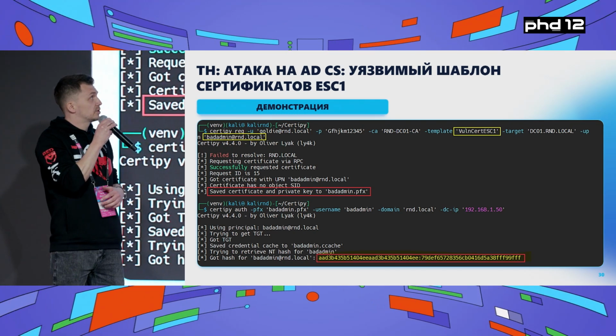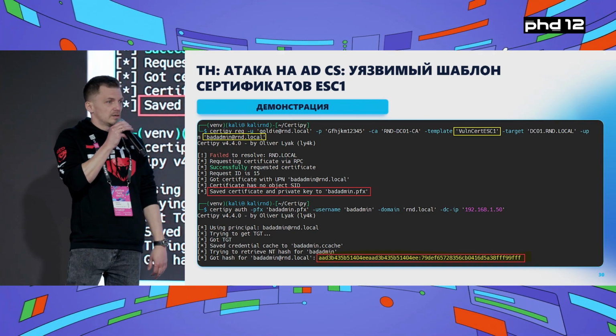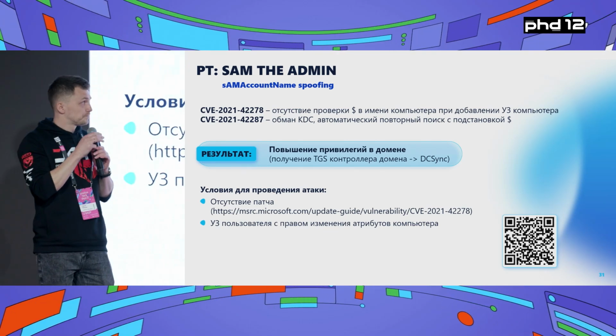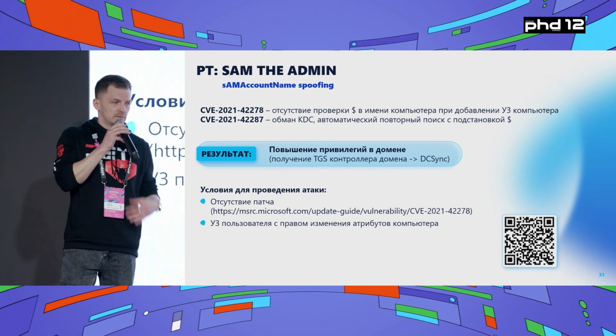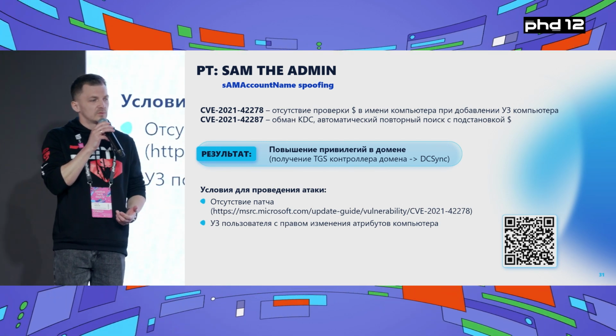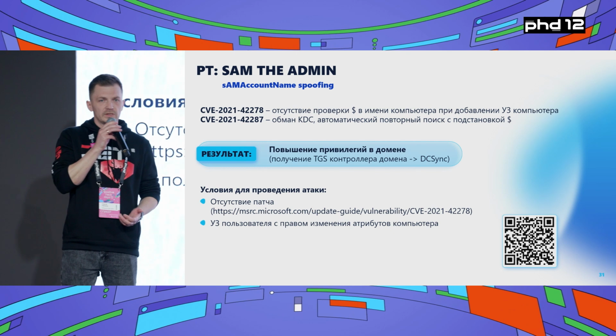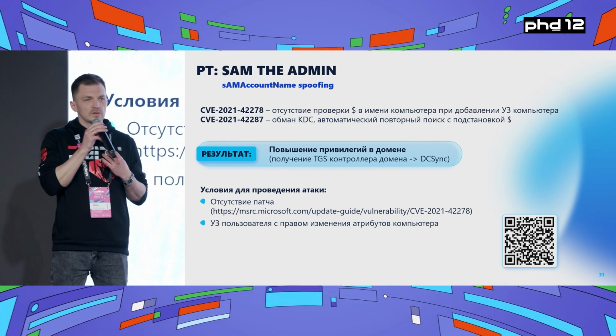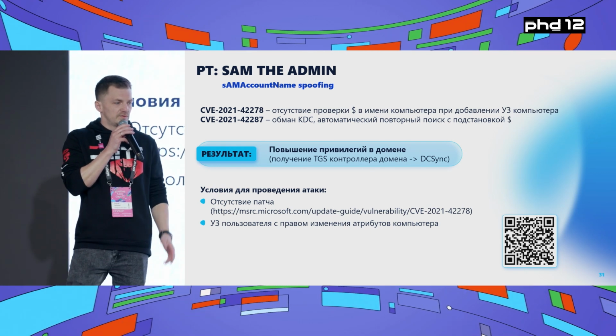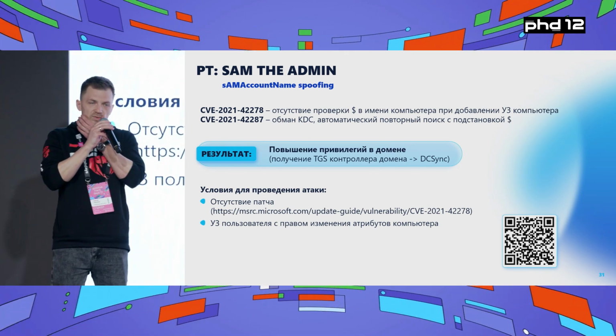That was the last attack that we considered in terms of threat hunting, and now we proceed with Purple Team. The first attack in the Purple Team approach is account name spoofing. It uses a combination of two vulnerabilities that you see there.